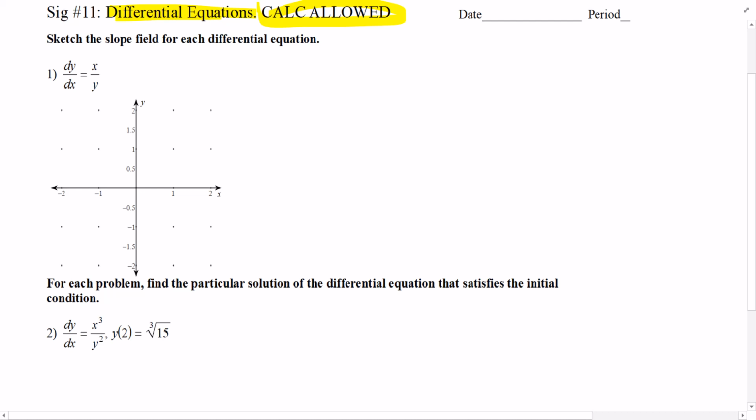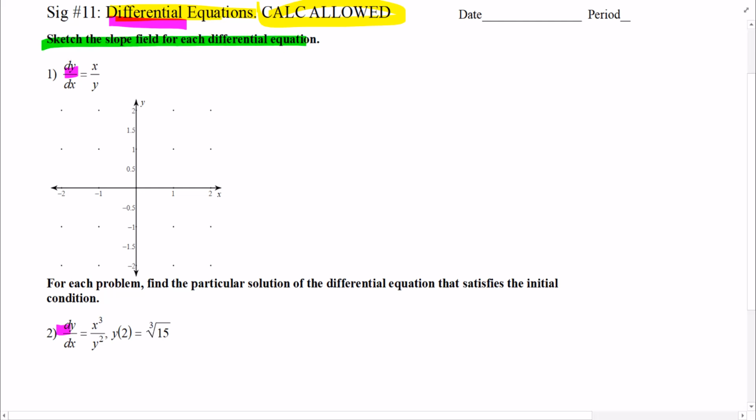Basically, what differential equation means is you're given a derivative, right? Because for all these things, you're going to notice you start with the derivative, and they're going to ask you to do different things with that. Okay, so the first part's asking us to sketch the slope field for the given differential equation.